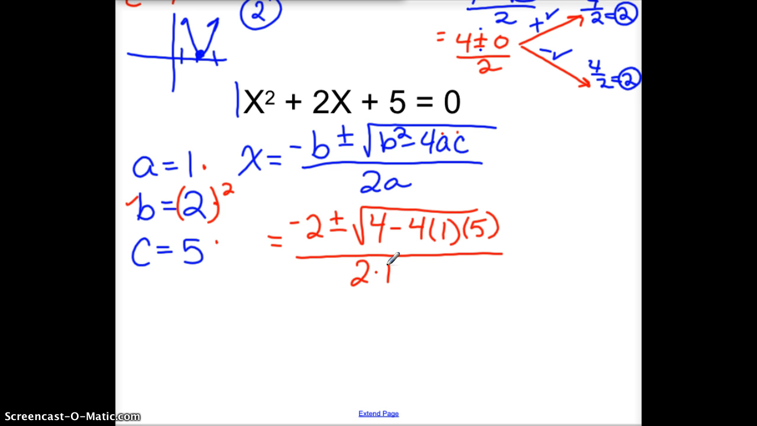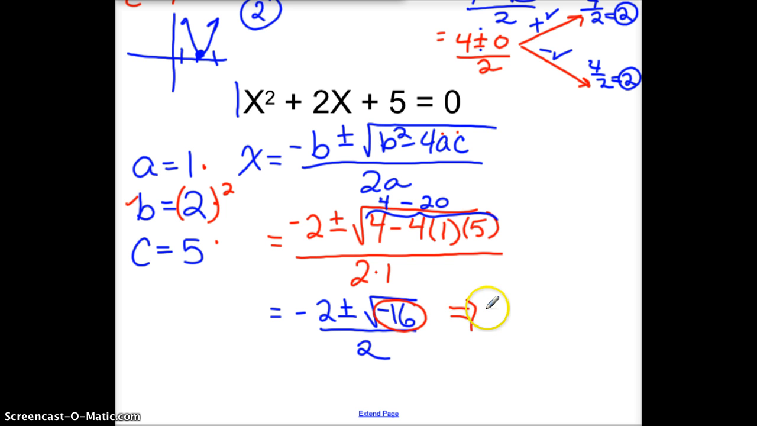Then we immediately go under the root, because the root controls the rest of the work, and you evaluate that. That's 4 minus 4 times 1 times 5 is 20. 4 minus 20 is a negative 16. The minute I get that negative under the root, I can't root negative numbers, so there's no way I can go on with this problem. And what it means is that there are no solutions. So no solutions to this one.